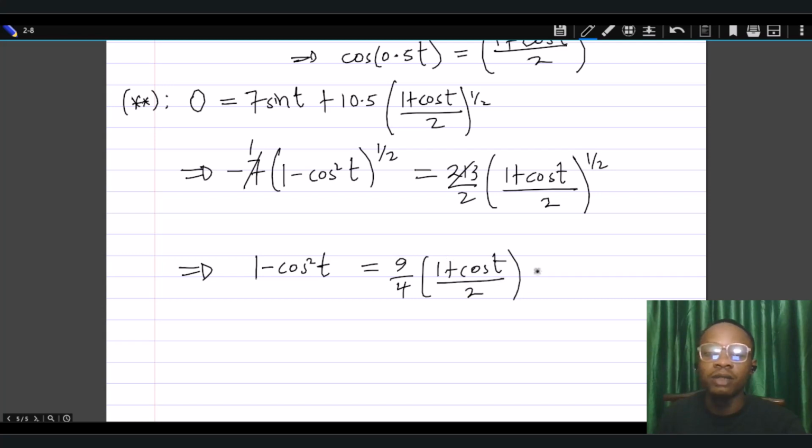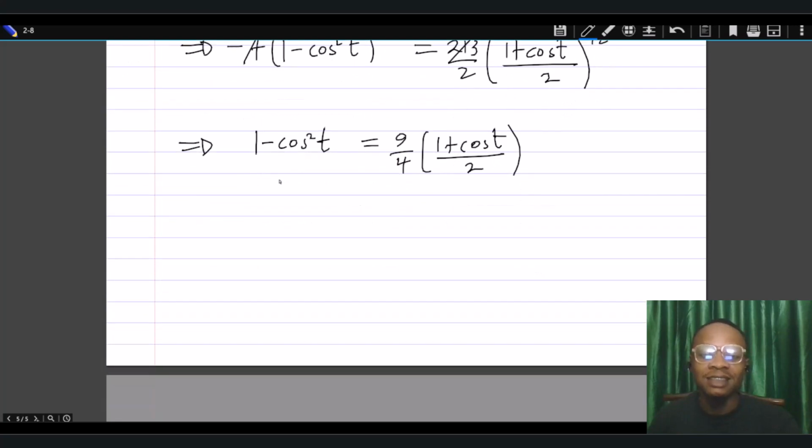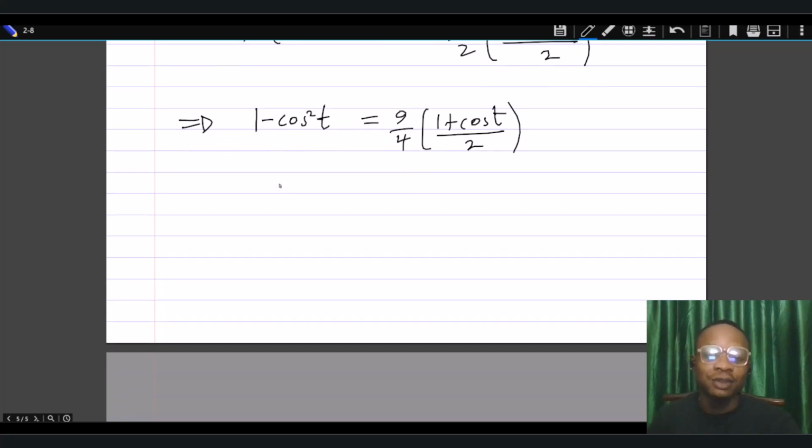All right, so now we're good to go. We have an expression now, of course quadratic, in terms of cos t. So we have only cos t present now. So that is why we were driving towards this path, or towards this destination.